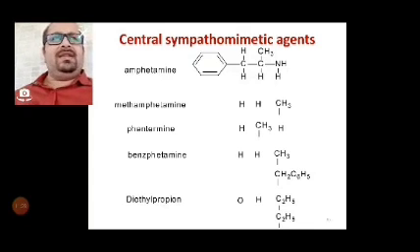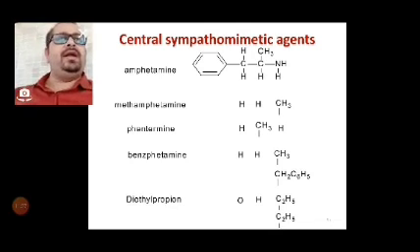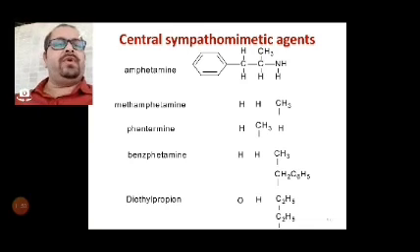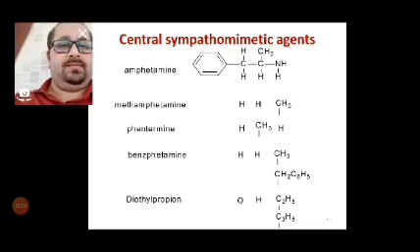After the completion of xanthine, we will move to the next class of analeptics, called central sympathomimetic agents. These agents are phenylethylamines, meaning phenyl ring, then ethyl and amine. If you look at the structure of amphetamine, you will get a feel that these are phenylethylamines, in which the second carbon is substituted with the methyl group, which is nothing but amphetamine.